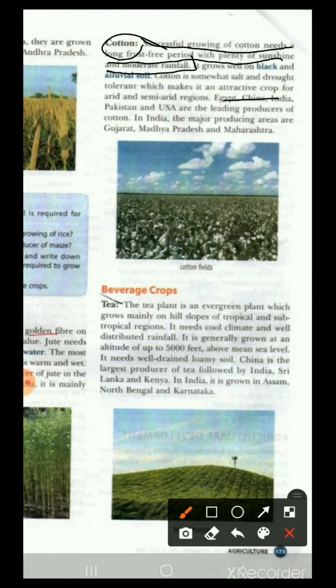Egypt, China, India, Pakistan and USA are the leading producers of cotton. In India, the major producing areas are Gujarat, Madhya Pradesh and Maharashtra. These are the three states where cotton is grown.